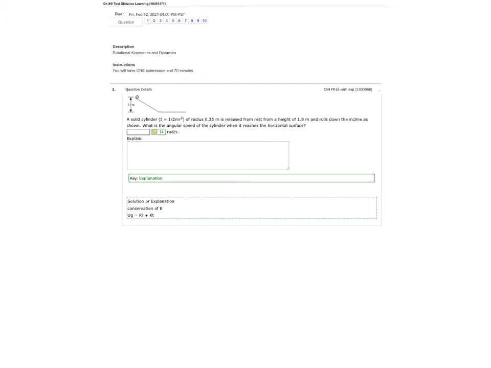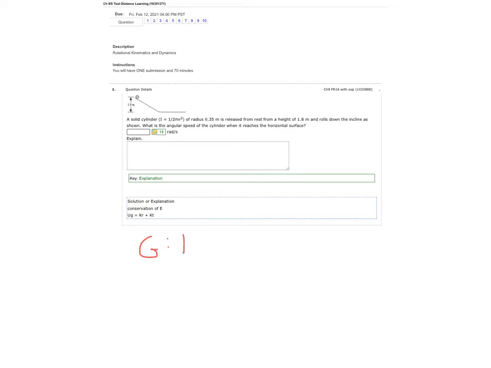So for this first one, we have a solid cylinder of radius 0.35 meters. It's released from rest from a height of 1.8 meters and rolls down the incline as shown. What is the angular speed of the cylinder when it reaches the surface? Most of you, like I said, did pretty well with this. So common mistakes we'll go over as well.